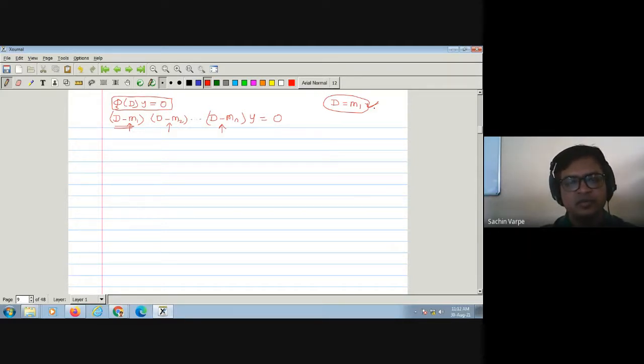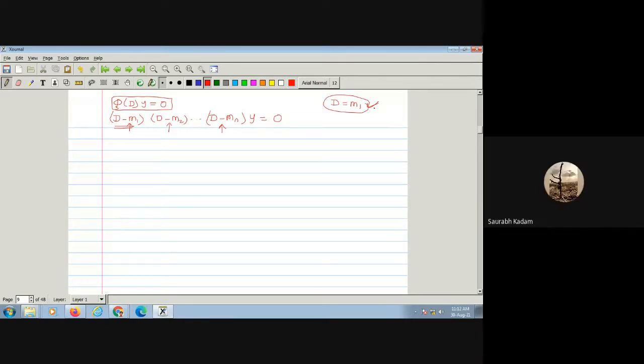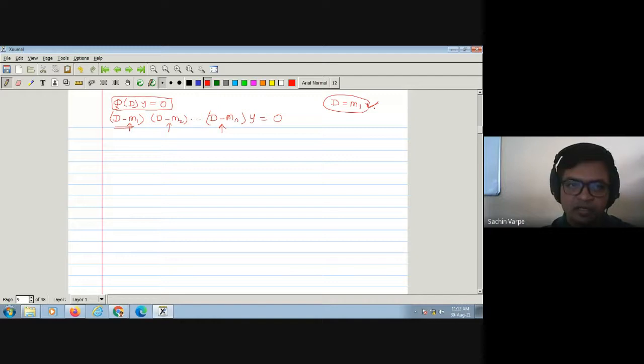Satisfy means what? When I substitute, I should get left hand side equal to right hand side. So will it satisfy the equation? Yes, sir. When I substitute d equal to m1 there, because of the first factor, the whole left hand side will be 0, isn't it? That means it satisfies.